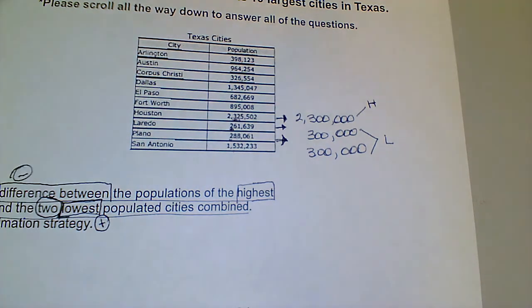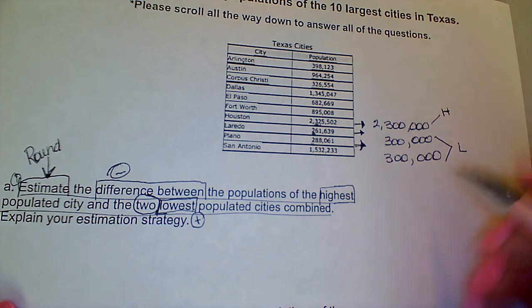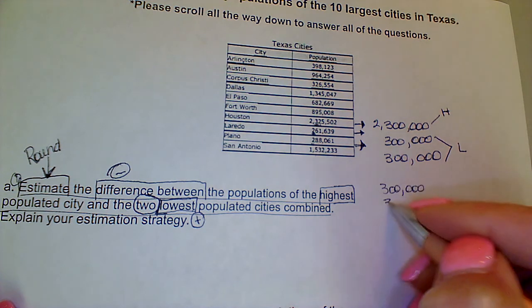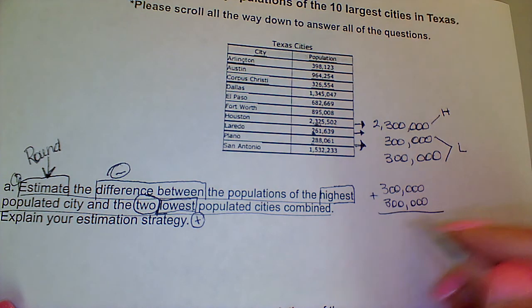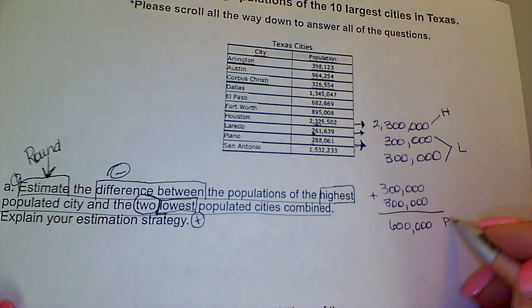So now we've got the 2 lowest and the 1 highest. What are we going to do now? Add who? Add what? Laredo and Plano. So if we add Laredo and Plano, because those are the 2 lowest, what do we get? 600,000. Now what do we do with that information?